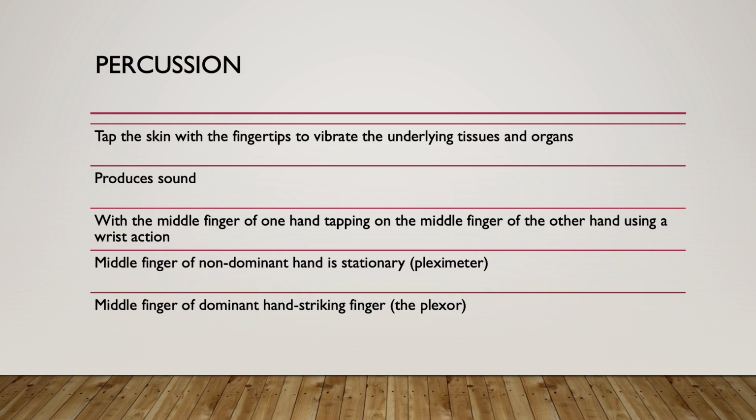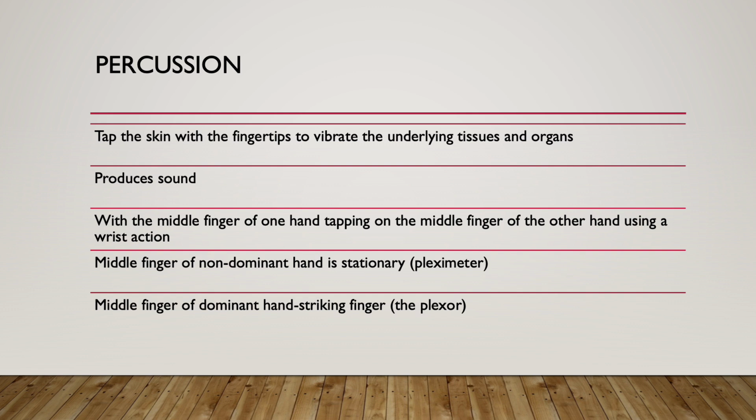Percussion is the next method we utilize in physical assessment. And it involves tapping the skin with the fingernails to vibrate the underlying tissues and organs. Because tapping on the skin produces sounds that help us assess the underlying structure. The denser the tissue, the quieter the sound. I'll say that again. The denser the tissue, the quieter the sound.